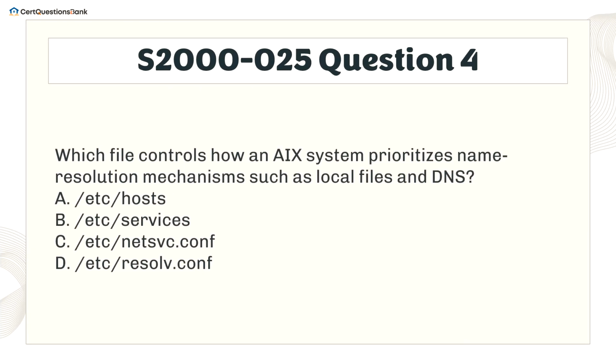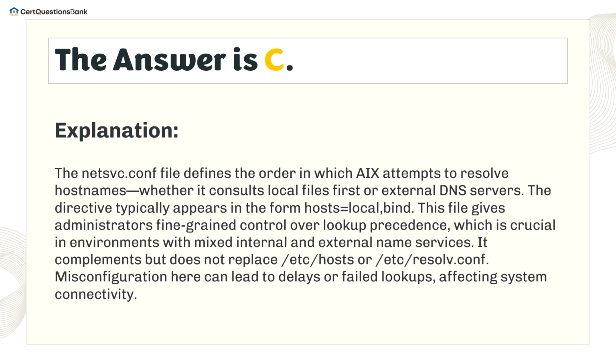Which file controls how an AIX system prioritizes name resolution mechanisms such as local files and DNS? A. /etc/hosts. B. /etc/services. C. /etc/netsvc.conf. D. /etc/resolv.conf. The answer is C.